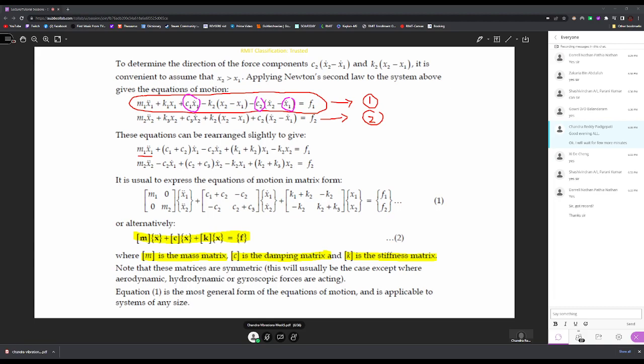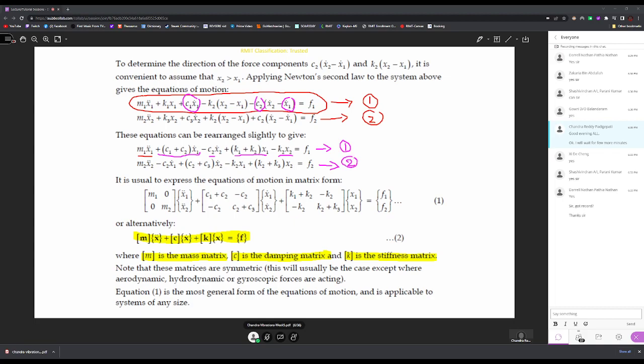These three terms we can arrange like this. Similarly, you have k1 x1 here and plus k2 x1 here, so that you can arrange as (k1 plus k2) into x1. Then minus c2 into x2 dot, as it is, and minus k2 into x2, as it is. So this will be the same equation 1, with the terms slightly rearranged. Similarly we can rearrange equation 2 and write it as shown here.